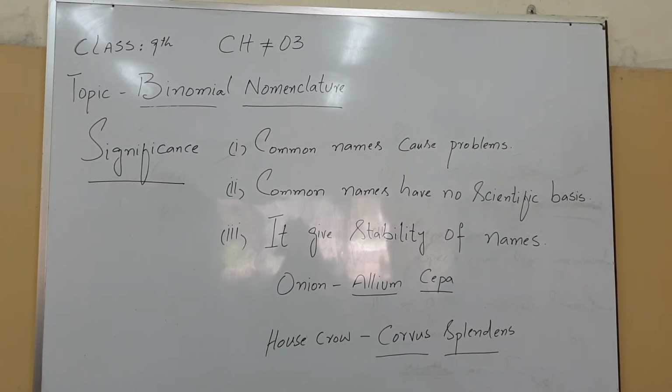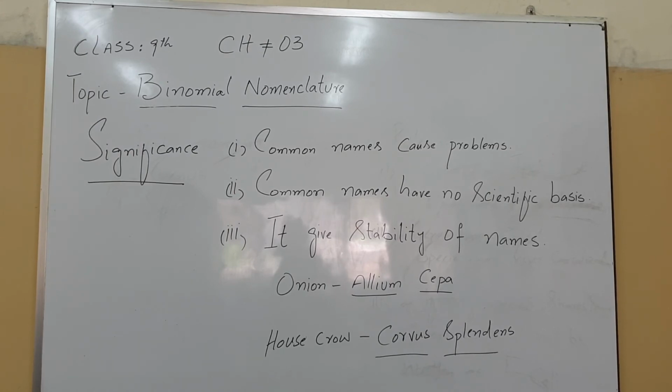Like the onion, that is Allium cepa for all humans in the world. House crow, the scientific name is Corvus splendens, and so on. Many organisms got this two-name system throughout the world.